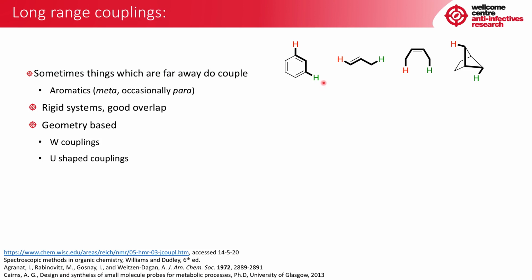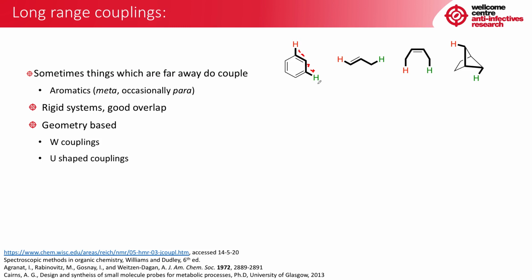We have 4 bonds, 2, 3, 4, and we have a W shape. And it's a rigid system. And this holds all of these bonds in the correct orientation for the orbital overlap, which allows these 2 spins to influence one another.